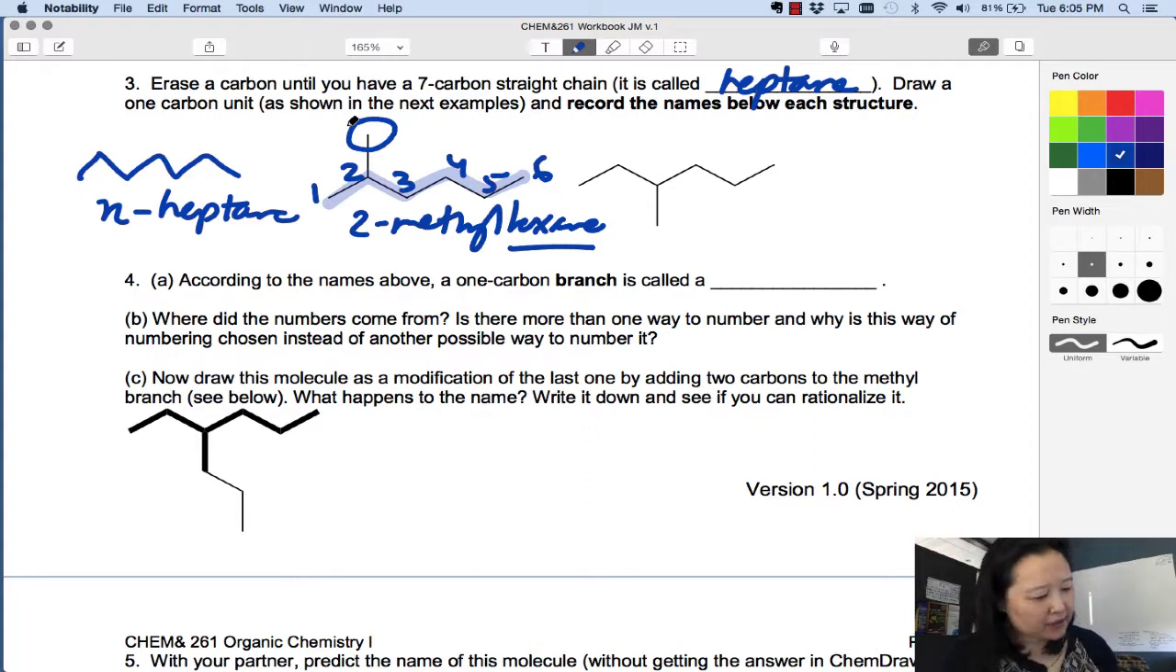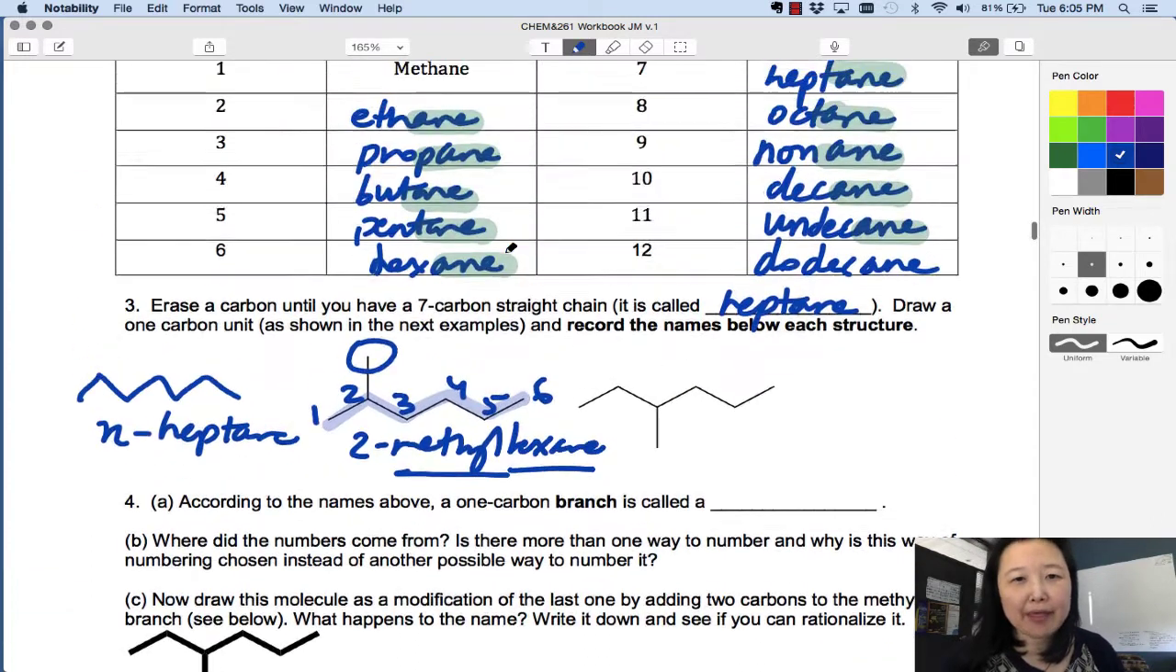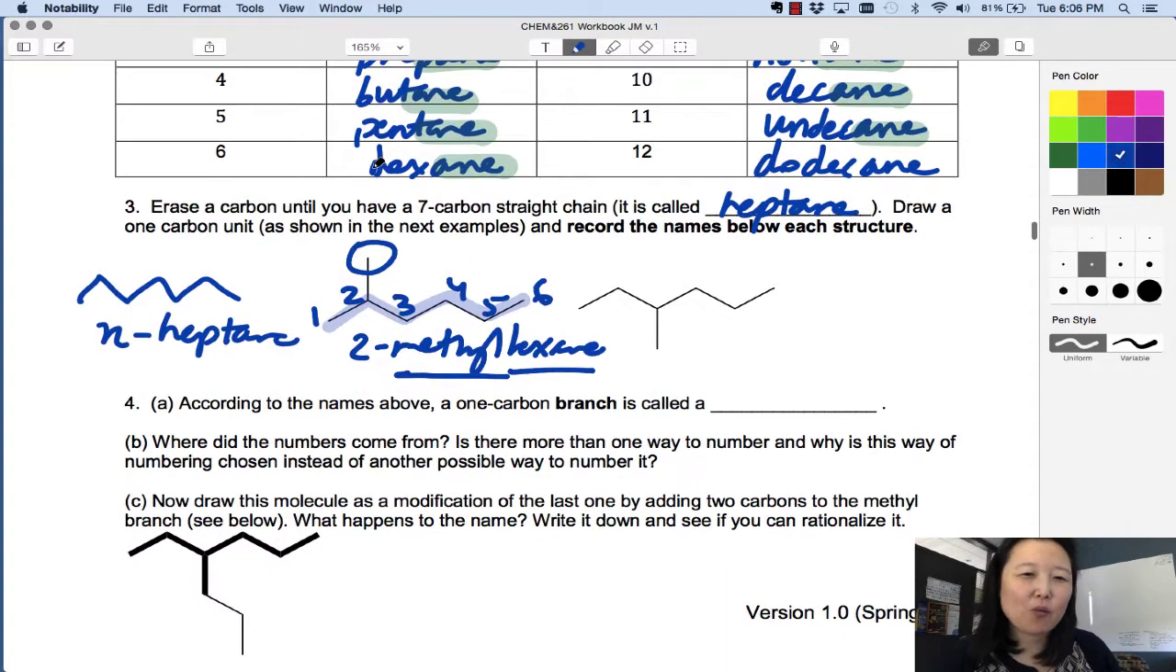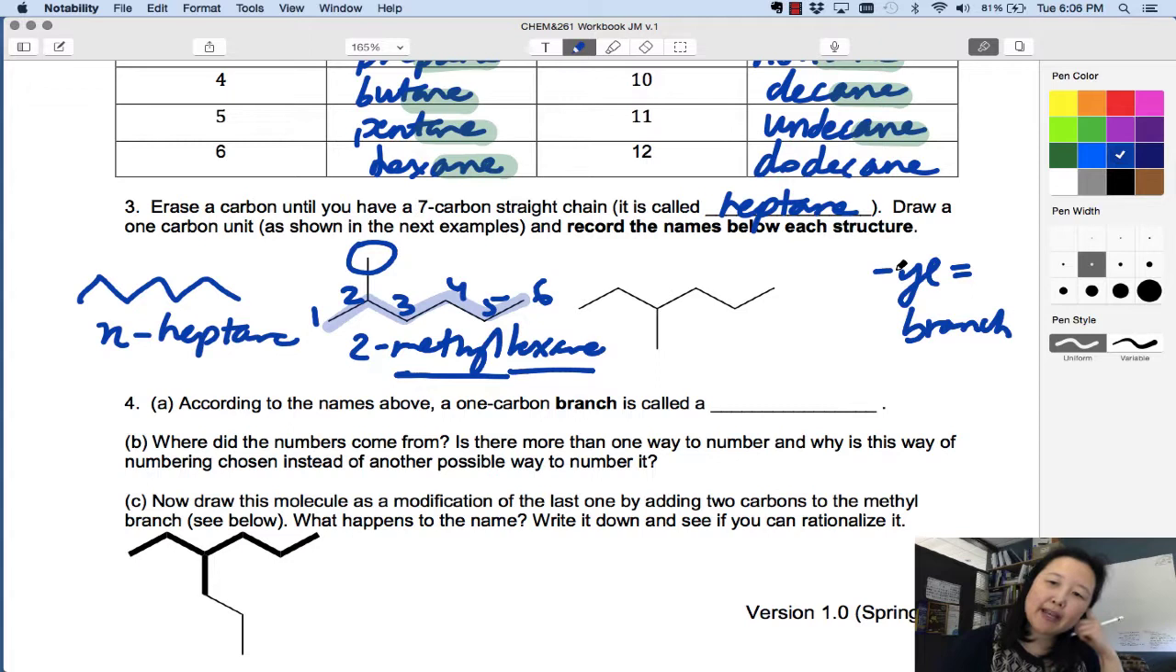So a branch of 1 carbon is called a methyl group. Now meth, we saw that up here, methane. So that is the prefix for 1. Eth is the prefix for 2. If I had a 2-carbon branch, it would be an ethyl group. Okay, yl means attached to. Yl is referring to a branch. Okay, so just keep that in mind if you're referring to a branch, add a yl suffix. So at the 2 carbon, we add a methyl group.